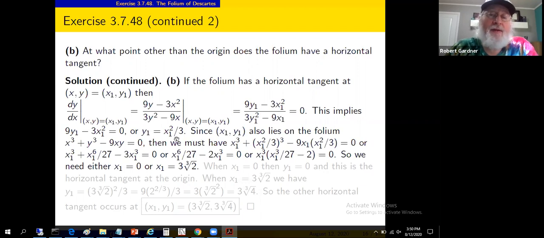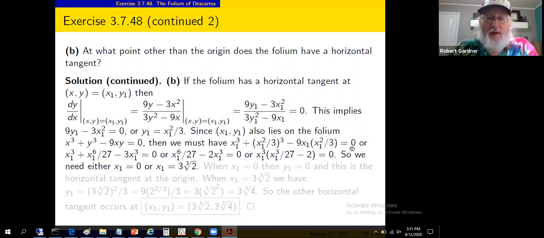This time we got y1 in terms of x. I think last time we had x1 in terms of y, but I just want a single variable here. So we're plugging x1 in for x, and we're plugging y1, this version of y1, in for y. So we'll have x1 cubed, plus this thing here cubed, because this thing here is y1, minus 9x1 times that, x1 squared over 3. All right, so that produces this equation.